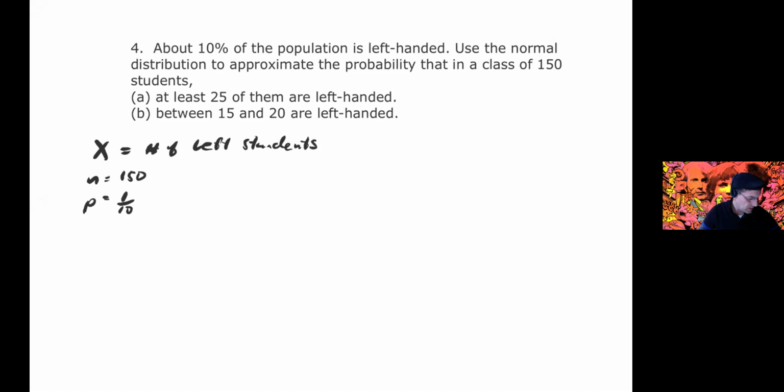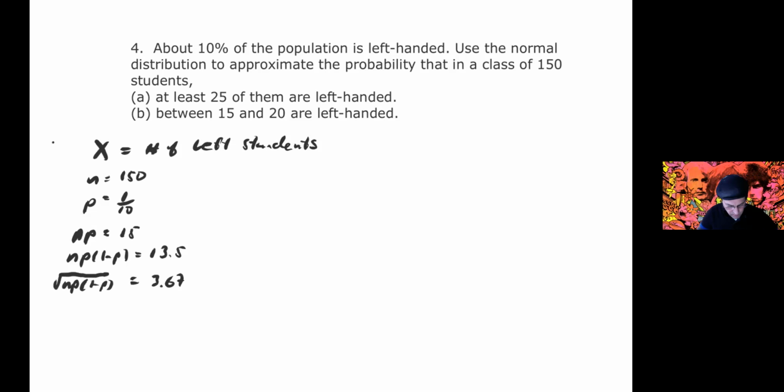So what is n times p? np is 1/10 of 150, which is 15, and np times (1 minus p) is equal to 15 times 9/10, which is 13.5, and the square root of that is the square root of 13.5, which is approximately 3.67.